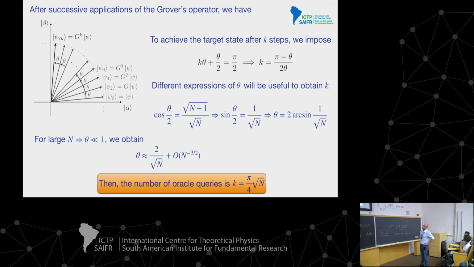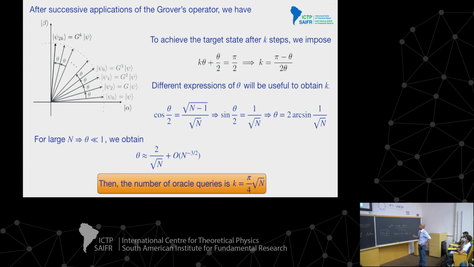In order to do that, observe that here the angle between psi 0 and alpha is theta over 2, and I am applying k times theta here. So k times theta plus theta over 2 must be pi over 2. That is the angle between these two states. So k can be written this way. And if I use that previous expression to write theta as a function of the dimension of the system, then I find that theta can be written in this way.